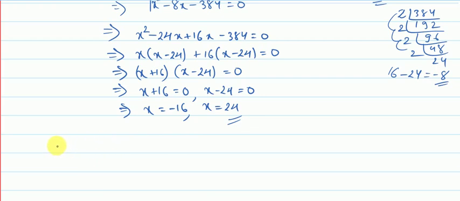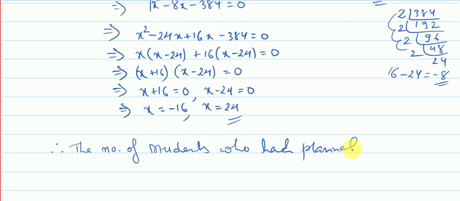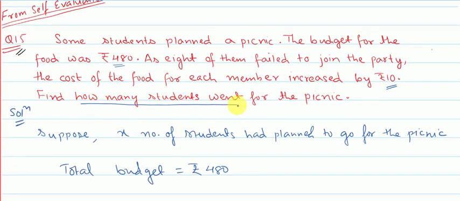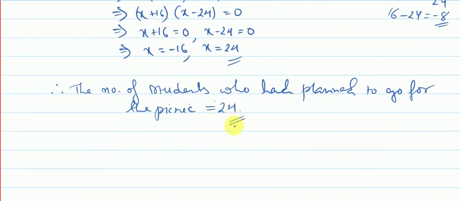Therefore the number of students who had planned to go for the picnic is equal to 24. But here the question was how many students went for the picnic. So this number is the total number of students who had planned. But out of 24, 8 of them refused later on.